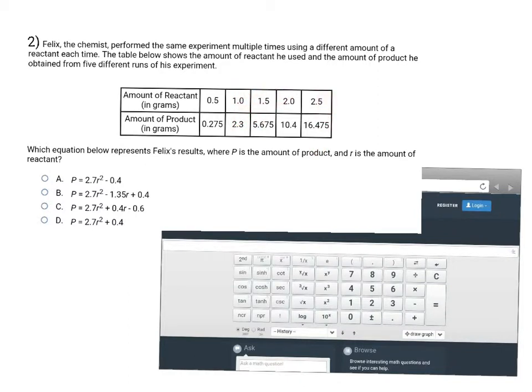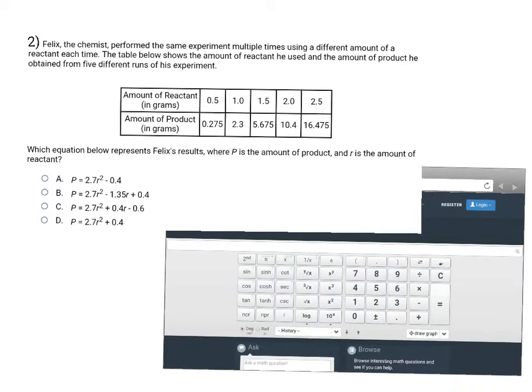So just go ahead and grab a calculator for this one. And take 2.7 times, and my first R number there is 0.5. So I'm going to put that in parentheses and square it, minus 0.4, and then press equals. And so when I do that with the first R number, I get that 0.275 as my answer, which is what I need to get. So then I'm going to check it again with the 1.